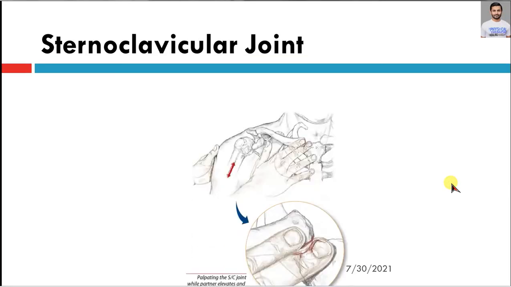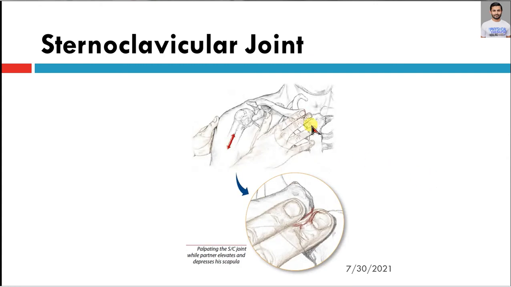Then the sternoclavicular joint. Sometimes this joint has a disc inside it, and sometimes it is without a disc. So again, it is always advisable to ask your partner to move into shoulder elevation and depression, or shrugging of the shoulder can be done, to feel the movement of the sternoclavicular joint.